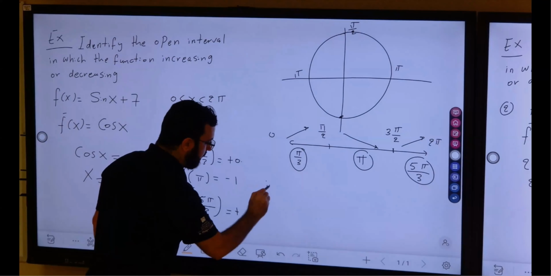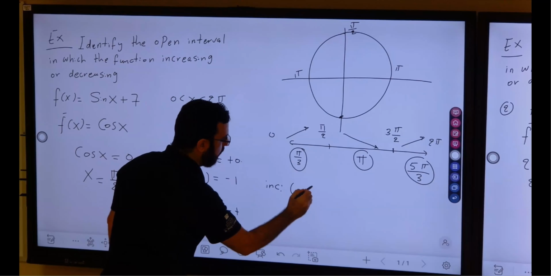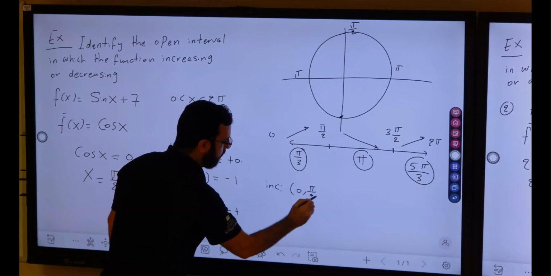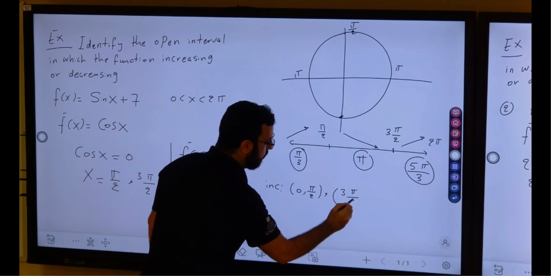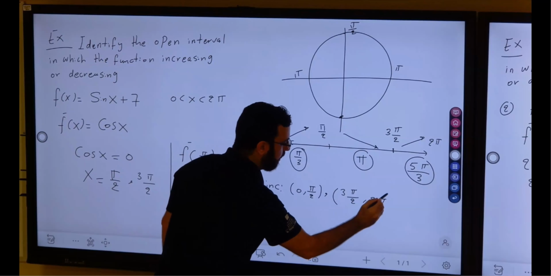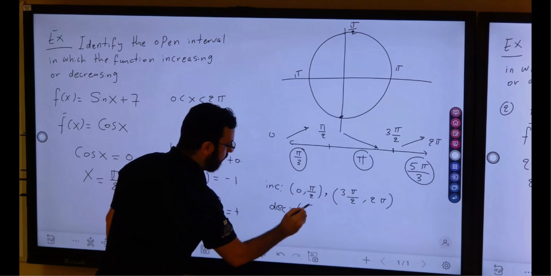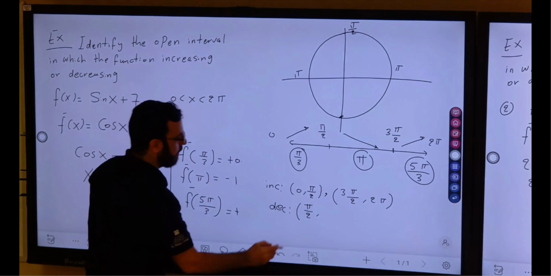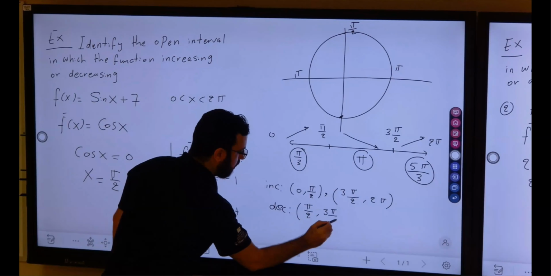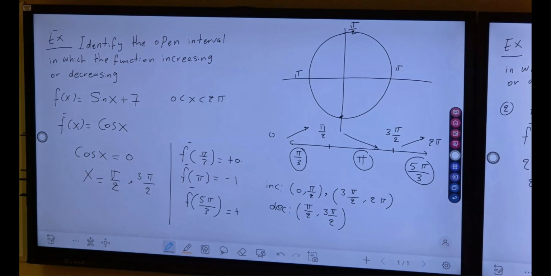That means the increasing interval is going to be between 0 and pi over 2, and the other interval is 3 pi over 2 and 2 pi. The decreasing is going to be pi over 2 and 3 pi over 2. If they ask you to find the relative minimum or maximum, you have to plug in the critical numbers and find the points.